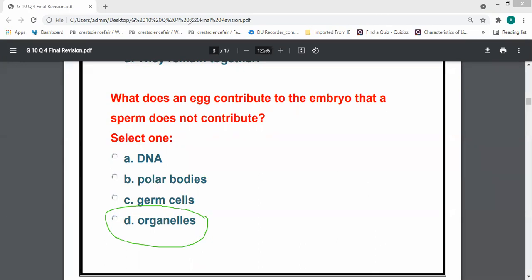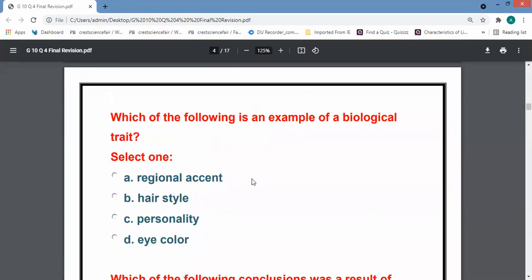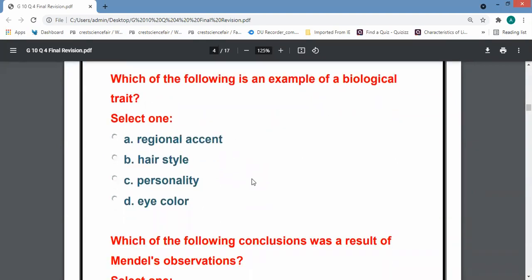Yes. Next one: which of the following is an example of a biological trait? A biological trait means it is inherited from the parents to their offspring. Regional accent, hairstyle, personality, eye color. Which of these is considered a biological trait? Which one? Jana Abd.